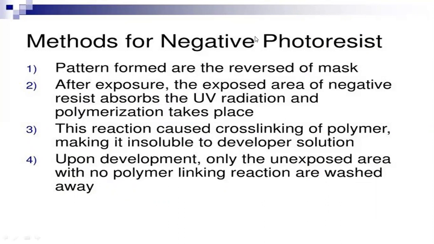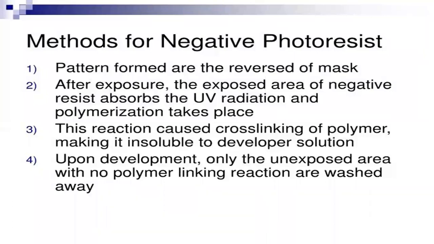So what are the methods for negative photoresist? The pattern formed is the reverse of the mask. After exposure, the exposed area of negative resist absorbs the UV radiation and polymerization takes place. This reaction causes cross-linking of the polymer, making it insoluble to the developer solution. Upon development, only the unexposed areas with no polymer linking reaction are washed away.